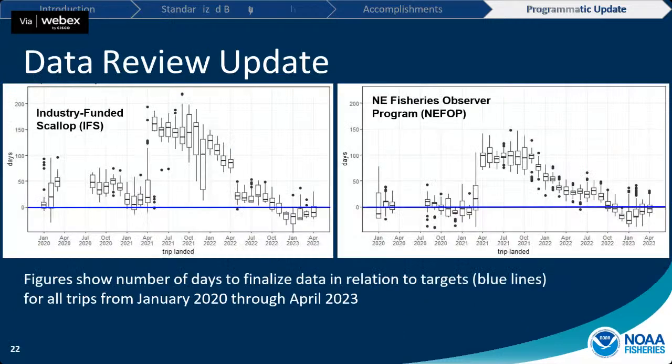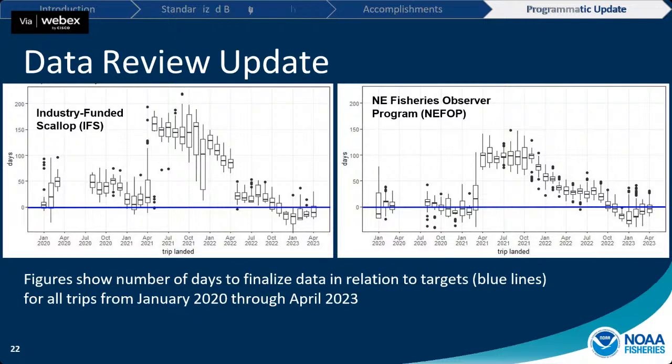So our data review update. All of our data that we send through our program, it is our goal to have that data made available to end users within 90 days from when that month ends. So this blue line represents that 90 day deadline that we have. And you'll notice in 2021, we really fell behind that deadline.